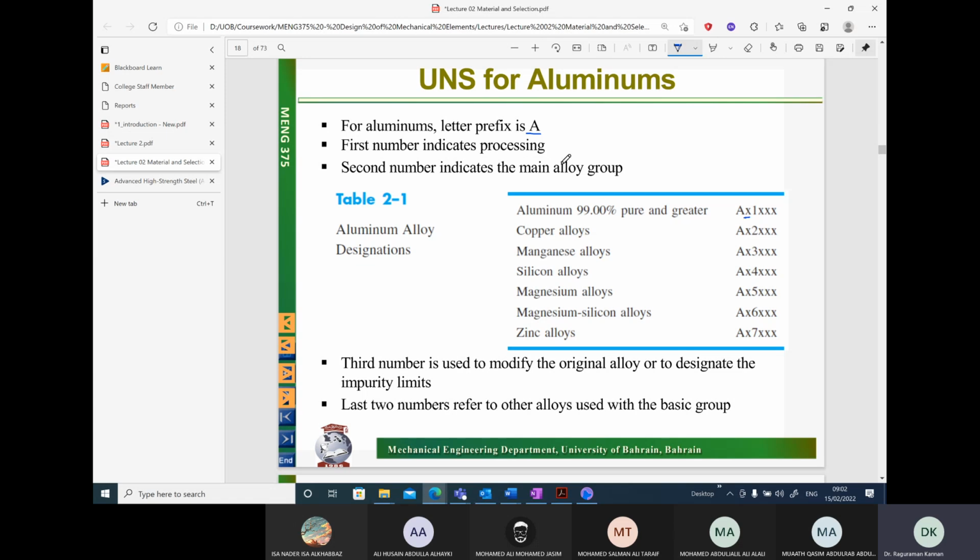The second number indicates the main alloy group, specifically what additional element is added. That is given by this table. So if it is 1, it represents only aluminum, 99% purity. If it is 2, copper is added to the alloy; if it is 3, manganese is added, etc. In a similar way, you have other materials. Okay, so the second number we have seen. The third number is used to modify the original alloy or to designate impurity limits. And the last two numbers refer to some special group again.